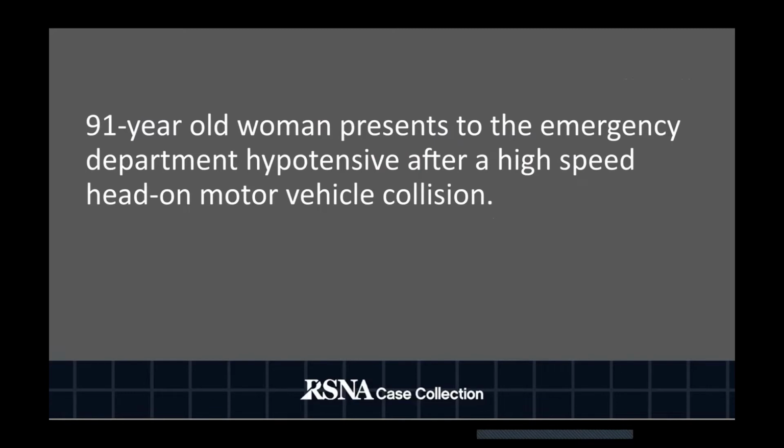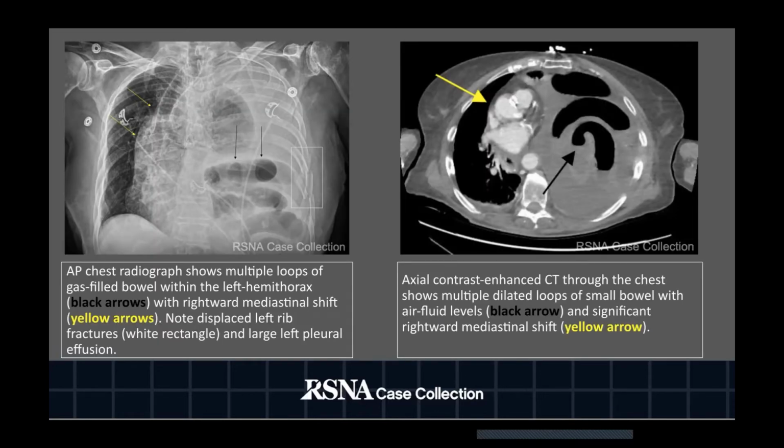Our patient is a 91-year-old female who presented to the emergency department hypotensive after a high-speed head-on motor vehicle collision. Initial AP chest radiograph shows multiple loops of gas-filled bowel within the left hemithorax, denoted by the black arrows, with rightward mediastinal shift highlighted by the yellow arrows. Note the displaced left rib fractures in the white rectangle.